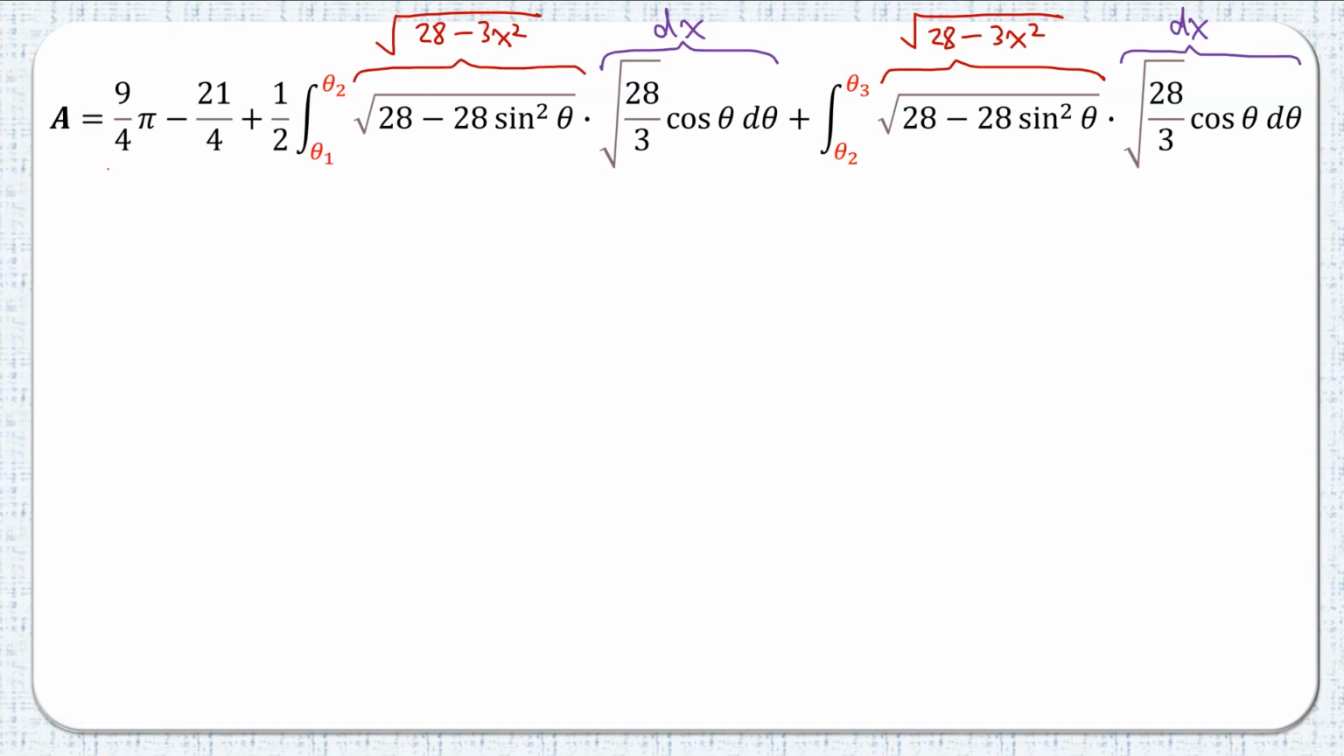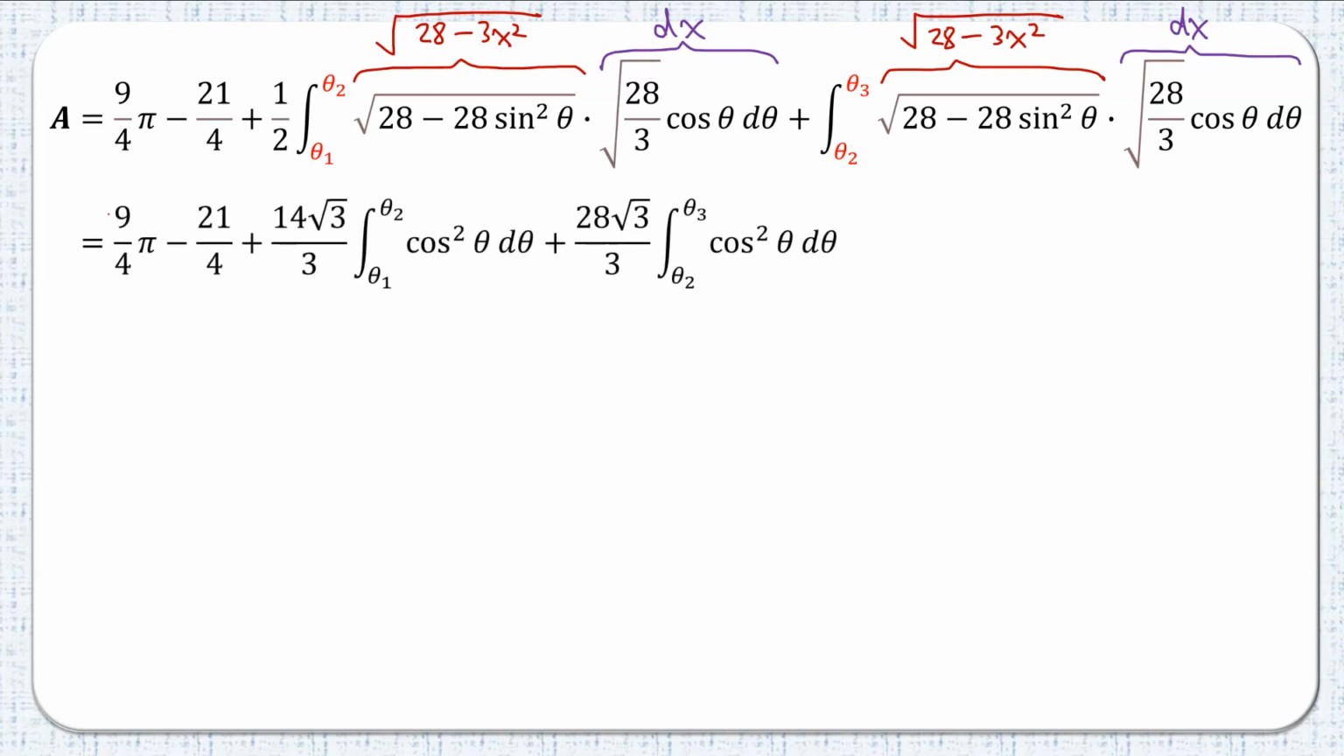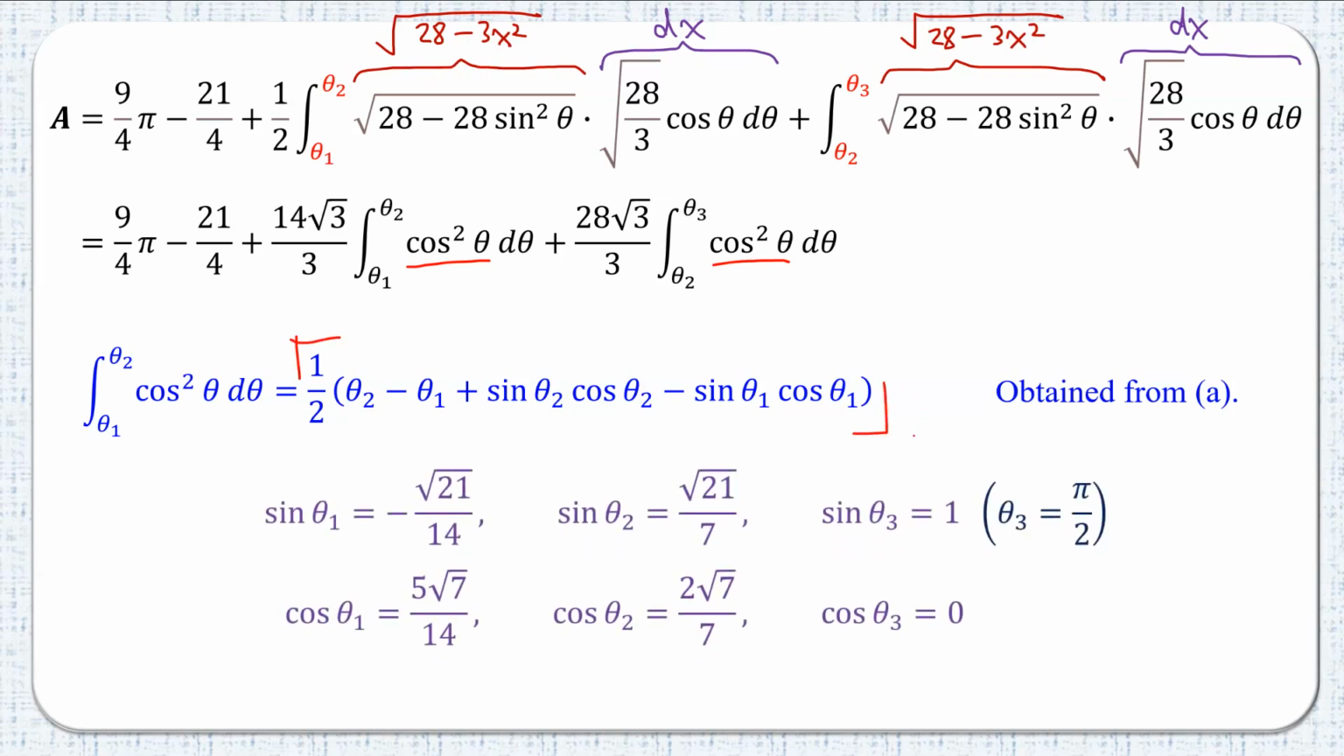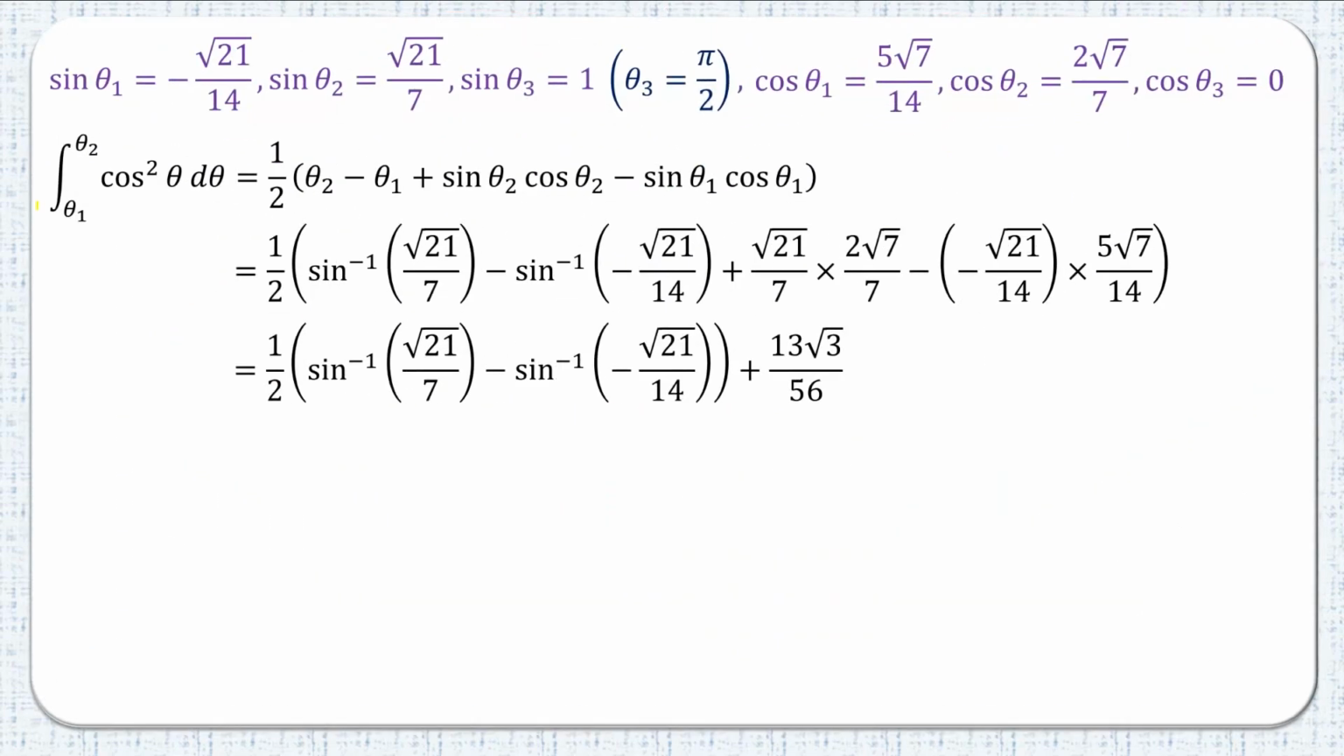So by applying trigonometric substitution, we have this. And just like the previous problem, this simplifies to the integral of cosine square theta. And as for the integrals of cosine square theta, let's use this previously obtained result, now using new trigonometric values for theta 1, theta 2, and theta 3. Now this is nothing more than a dull calculation, so I will speed up a little bit.